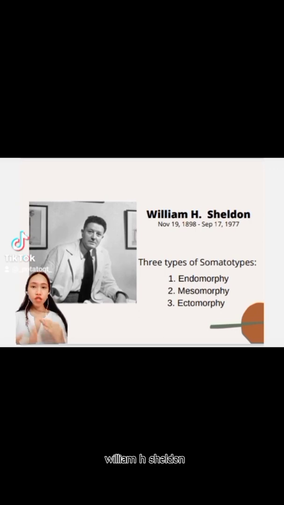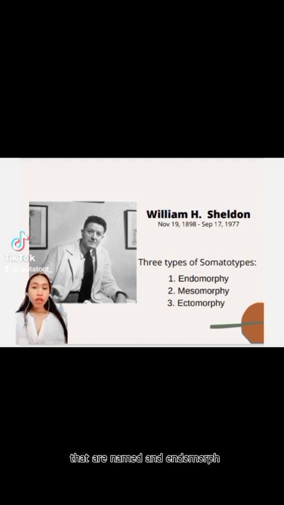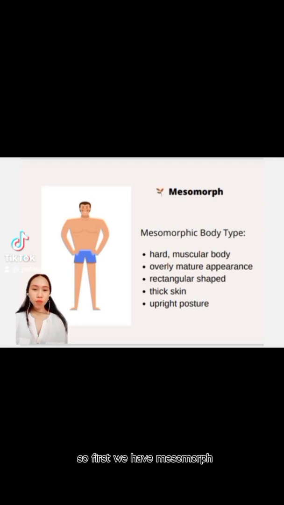William H. Sheldon, born in 1898, died in 1977, is an American psychologist who proposed a theory about body types, or somatotypes, named endomorph, mesomorph, and ectomorph. In the next slide, I will show you the different types and the personality traits of the somatotypes. First, we have the mesomorph.